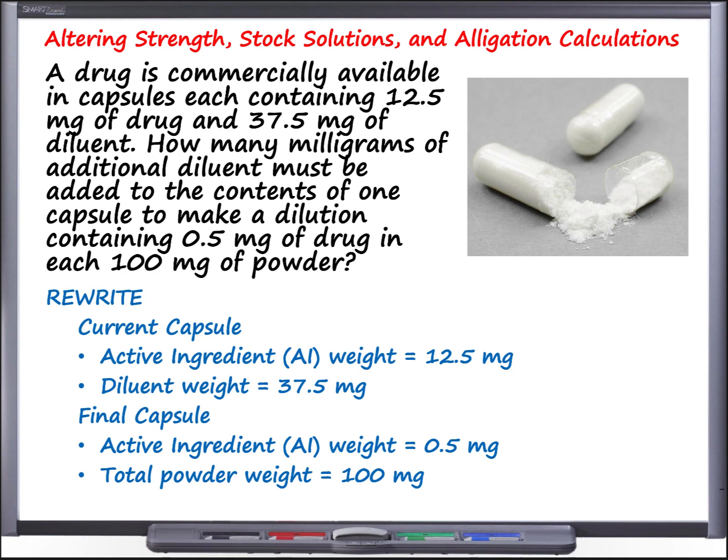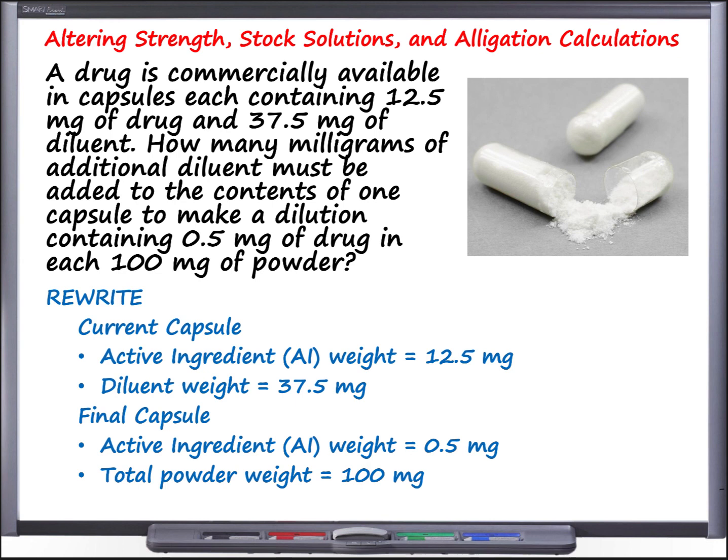Okay. So this question is made more difficult because the information they give us is different for the previous capsule and the final capsule. So let me just summarize what we have, and then we're going to have to convert some things in the middle. What this question has told us for the current capsule is that it contains pure drug, active ingredient, of 12.5 milligrams per capsule. It also told us that the amount of diluent, in this case like lactose, in there is 37.5 milligrams, again per capsule.